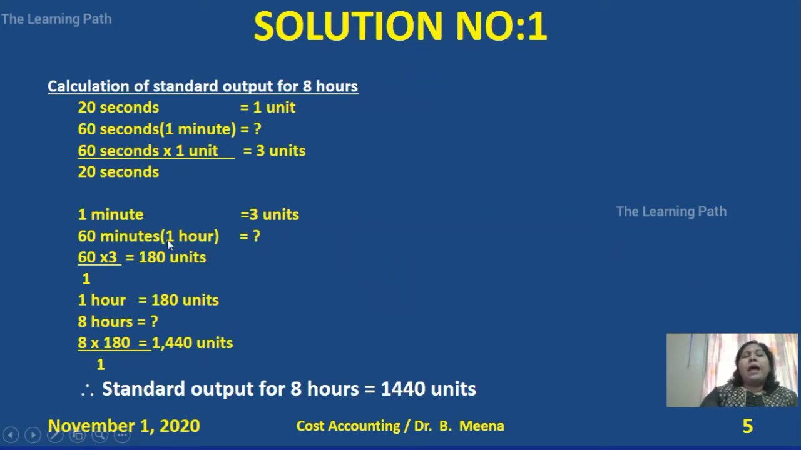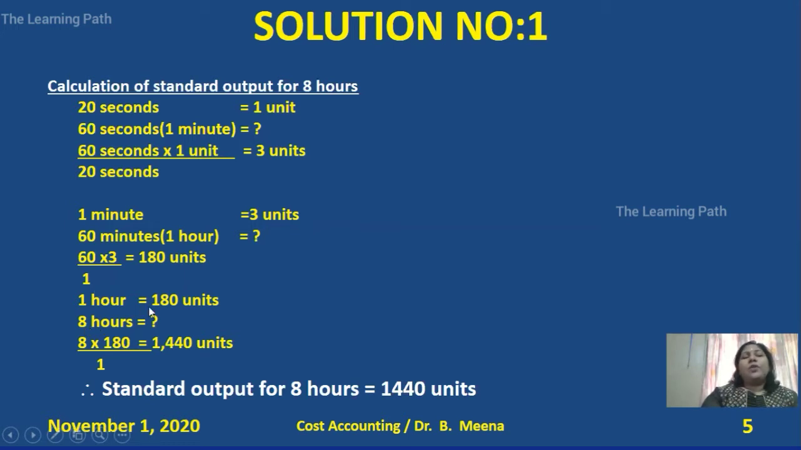Next step is I need to convert the minute into 1 hour. So how many minutes in 1 hour? 60 minutes. So I have a cross multiplication. So I'll get 180 units. So the company standard target is fixed for 1 hour, 180 units. So the company is setting a target. Within 1 hour, you need to produce 180 units, which means now the final calculation will be for 8 hours.